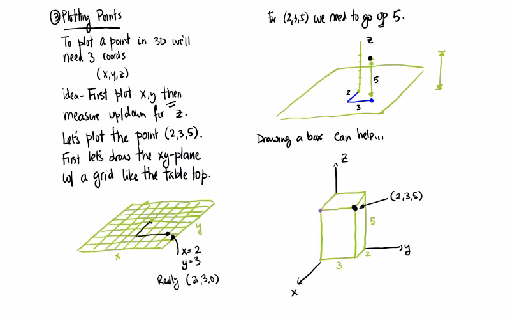This point, there's no y direction. This is the point 2, 0, 5. Back here, this is the point where there's no x direction, no x distance: 0, 3, 5. This is the point 0, 0, 5.